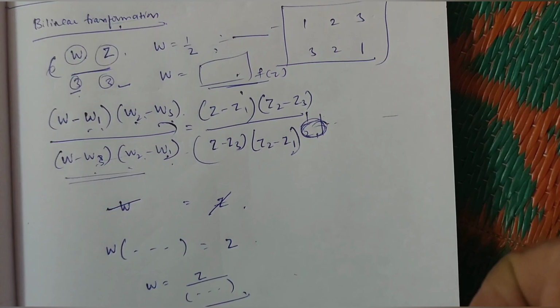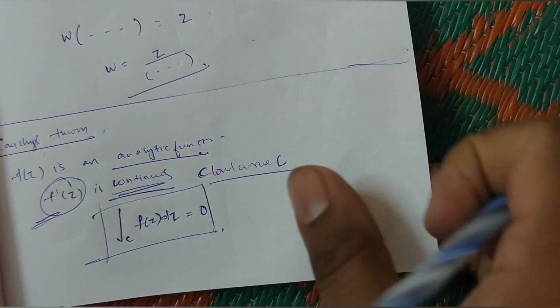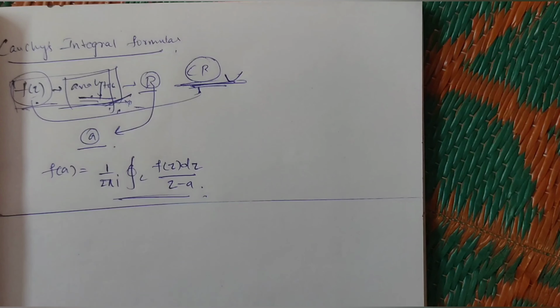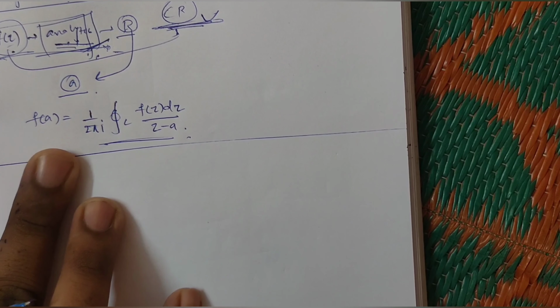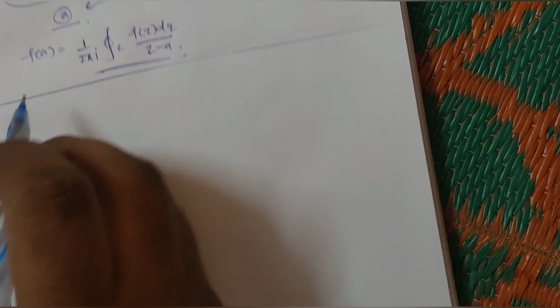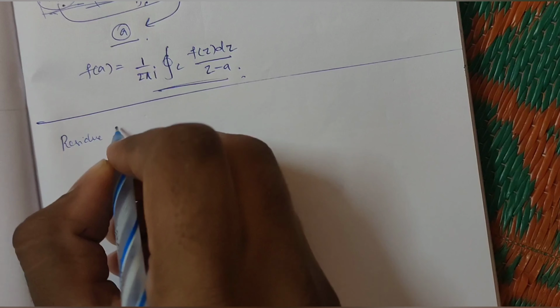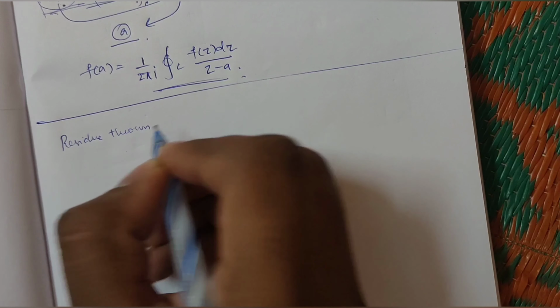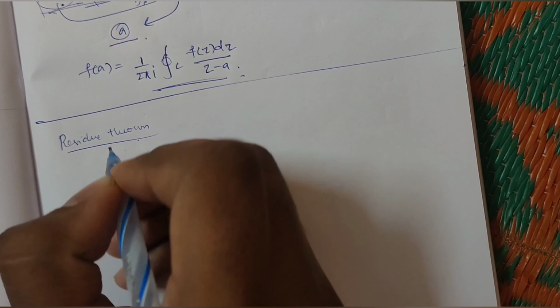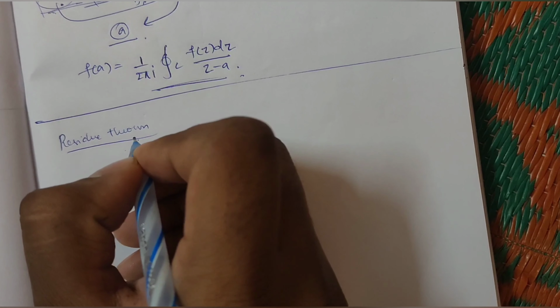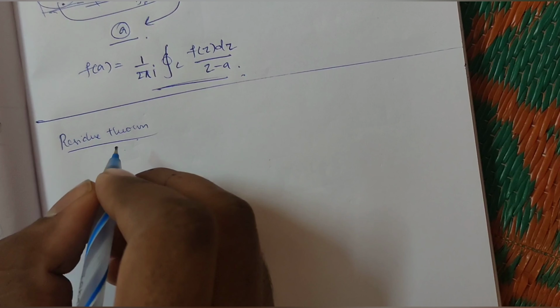Your weightage comes from Cauchy's theorem, Cauchy's integral formula, and now this one. This is the residue theorem, the easiest theorem, but time taking.